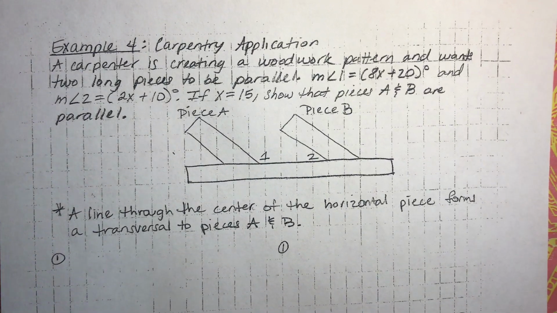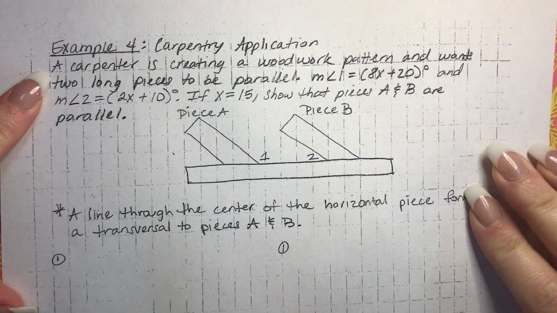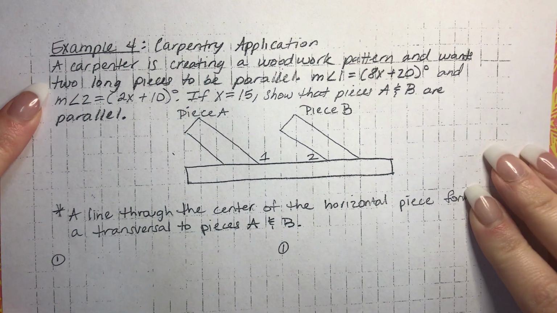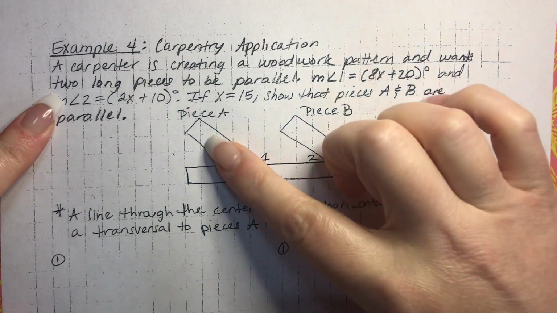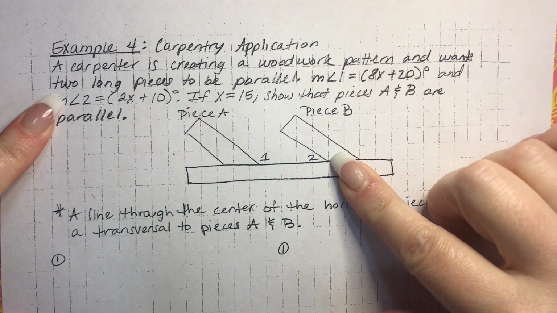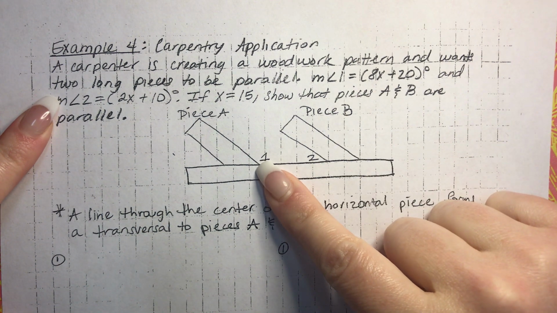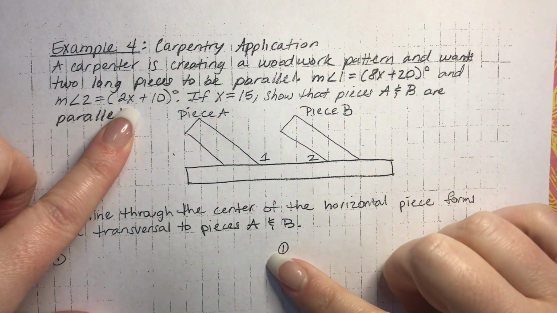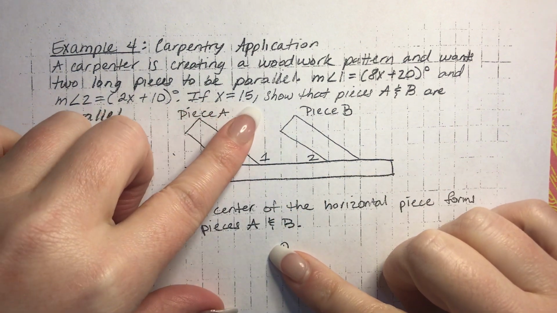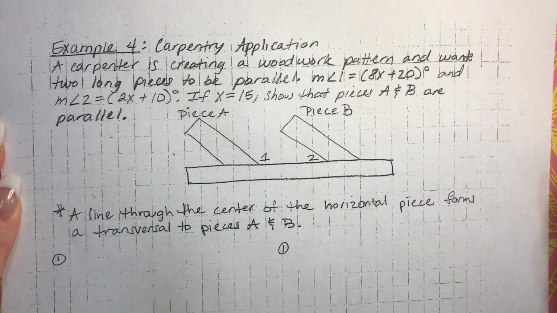All right, we're back with example 4. So this is a carpentry application. It states a carpenter is creating a woodwork pattern and wants 2 long pieces to be parallel, piece A and piece B. What it says is the measure of angle 1 is equal to 8x plus 20, and the measure of angle 2 is equal to 2x plus 10. If x equals 15, show that pieces A and B are parallel.